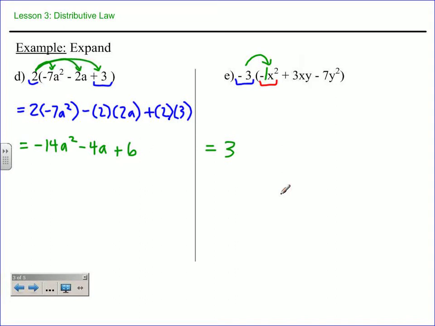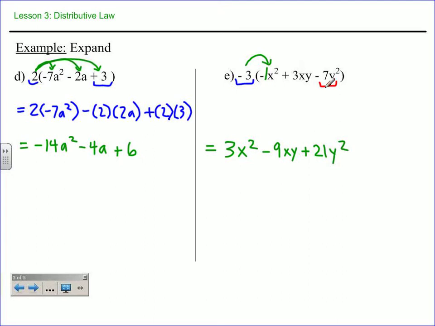If we take a look at the next one, you have negative times positive, so that answer is going to be negative. I'm going to think about that first. And then 3 times 3 gives me 9. That's the new coefficient for xy. So don't forget to write the variables too afterwards. And then the last one we're going to take a look at is negative 3 times negative 7. Negative times negative is positive. 3 times 7 is 21. So there's your final answer. Remember, that's finished because none of those are like terms. X squared is different than xy is different than y squared.